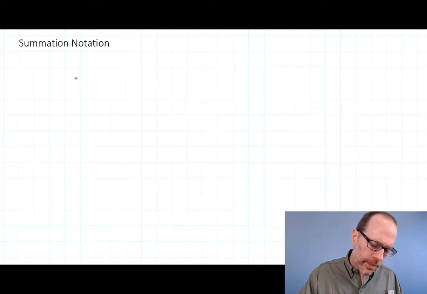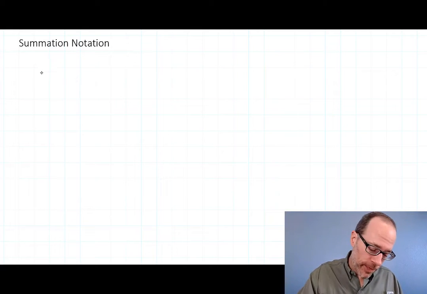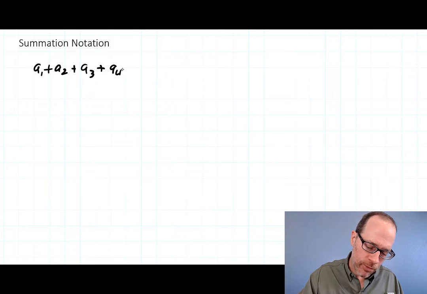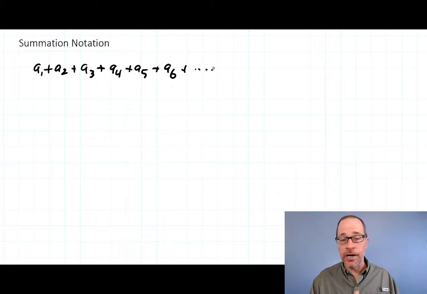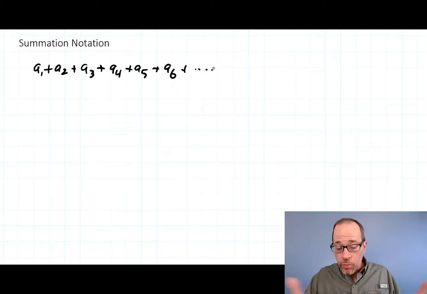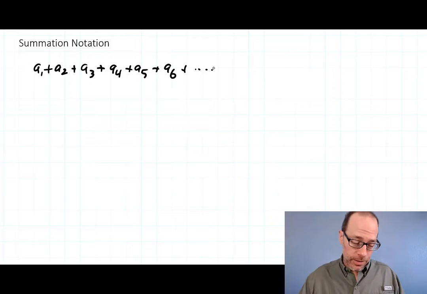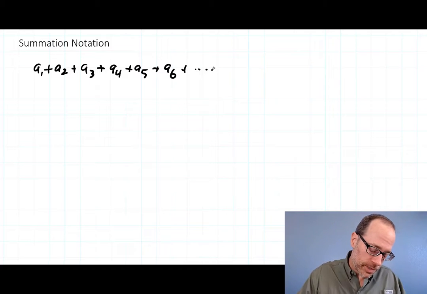It's going to come up all the time that we have to write things like this: A1 plus A2 plus A3 plus A4 plus A5 plus A6 plus 100 other terms after that, where each of these A's are numbers. It gets way too long to write this. So we came up with what's called summation notation, and it's done as follows.